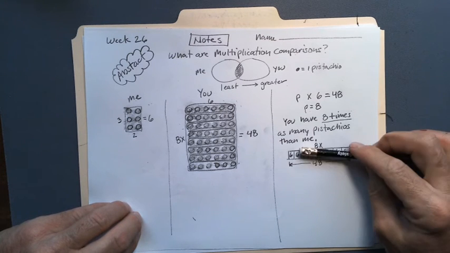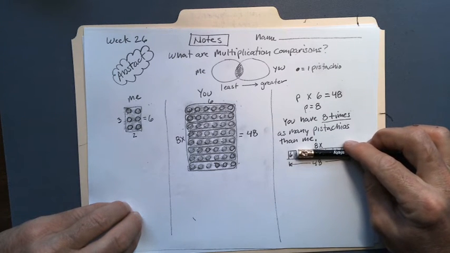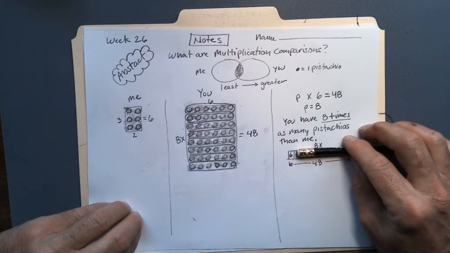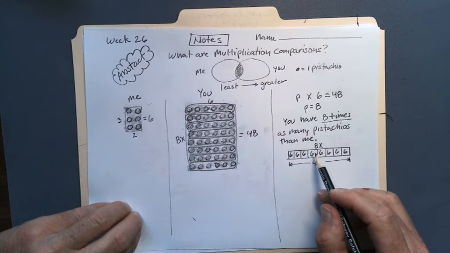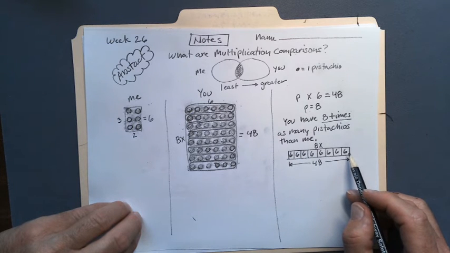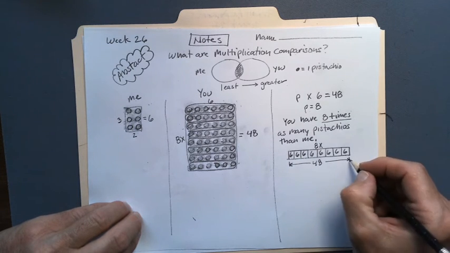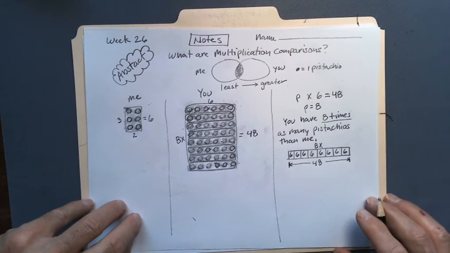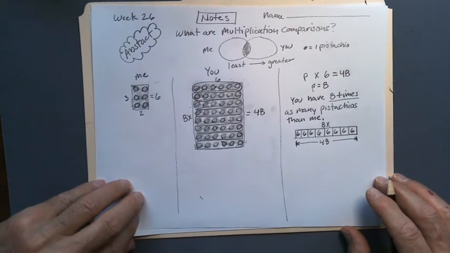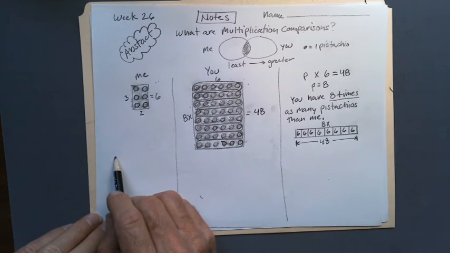So if I have 6 of something, and you have 8 times as many, putting a 6 in 8 boxes is 8 times as many. So I know that was really difficult. Let's look at something even more difficult. Let's give one more example.